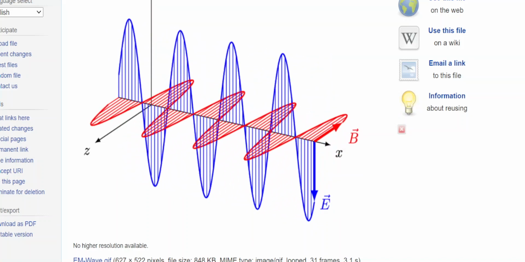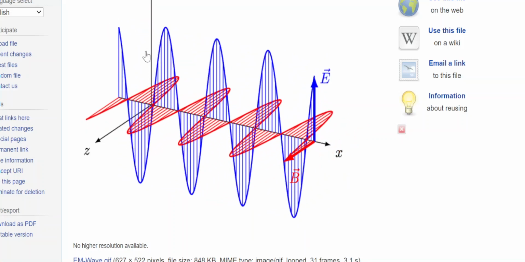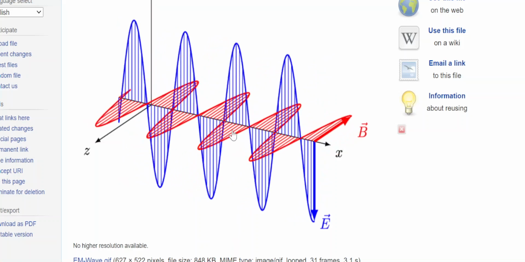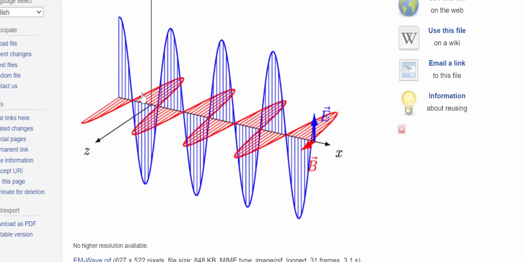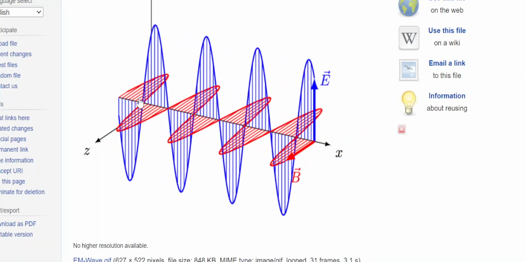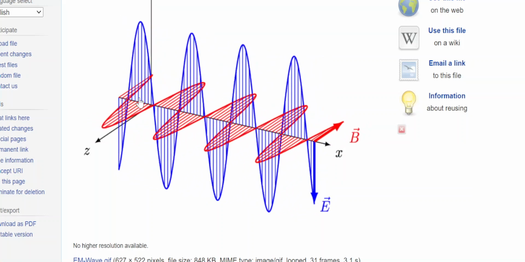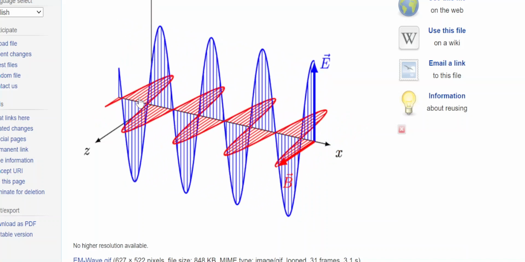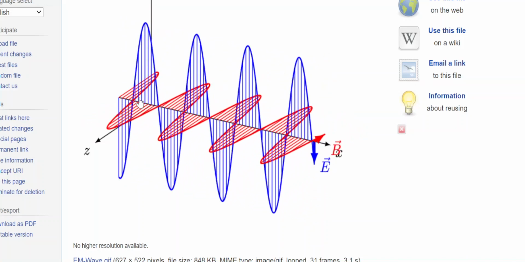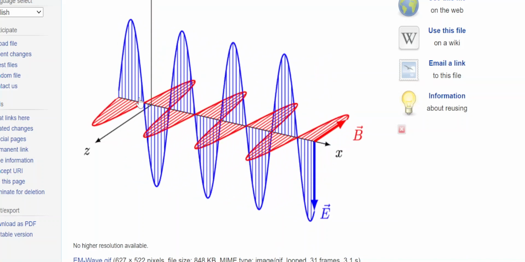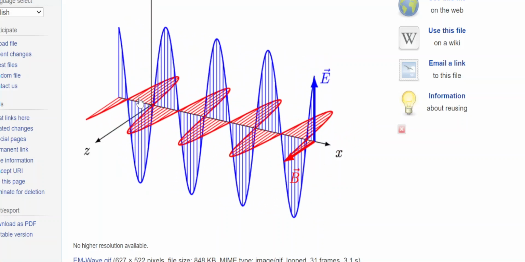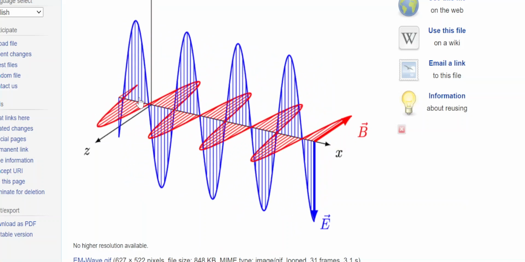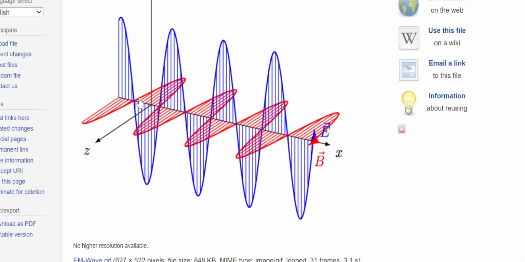These two fields are oscillating perpendicular to the direction of propagation as well as perpendicular to each other. So the electromagnetic radiation is composed of two fields which are perpendicular to the direction of propagation and perpendicular to each other. This is how the electromagnetic radiation propagates in space. Now we will study the characteristics of electromagnetic radiation.